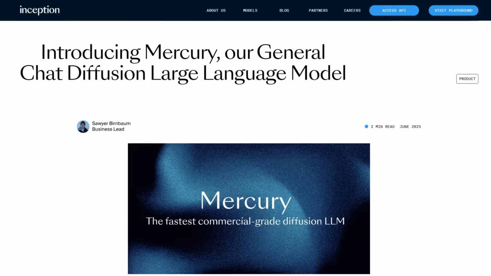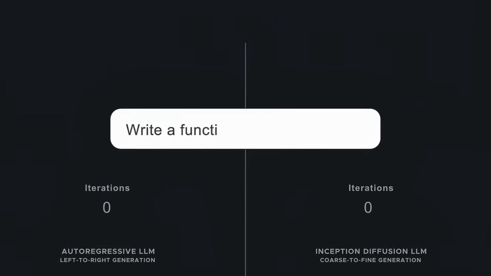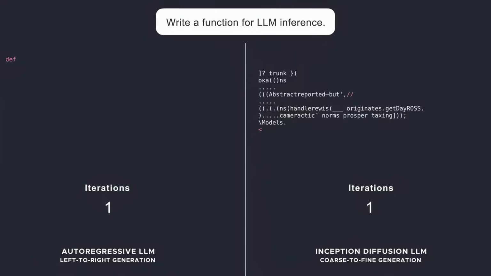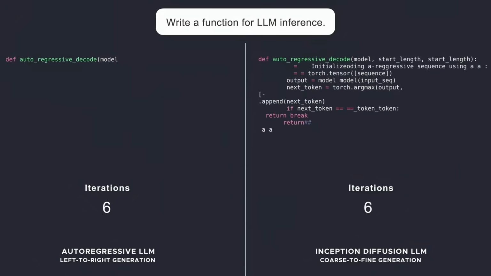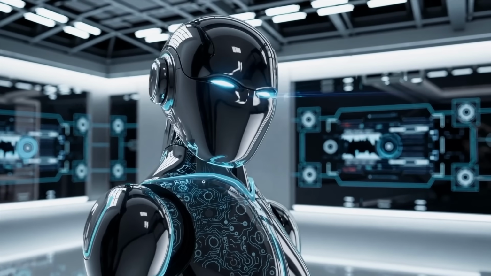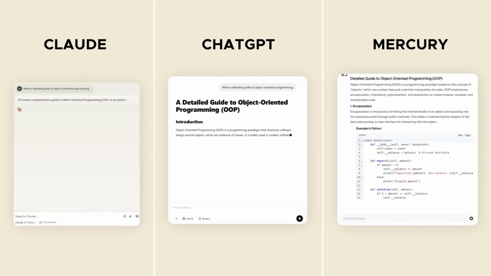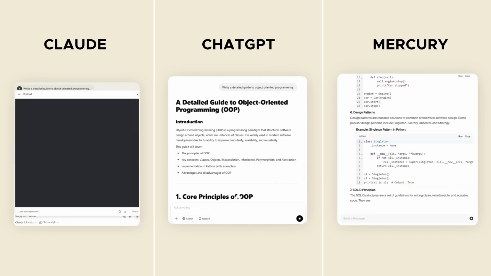But now there's a new model called Mercury that breaks that rule completely. Instead of guessing one token at a time, it generates many at once using a method called diffusion, something that's never been done at this scale for language. And the results are shocking. It's not just faster, it's on a completely different level.